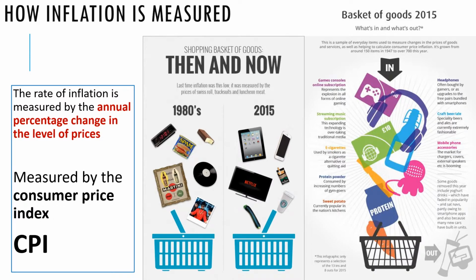Most recently, these are items that have been included in the government's measure of inflation: games consoles, online subscriptions, streaming music subscriptions, e-cigarettes, protein powder, craft beer and ale, headphones, mobile phone accessories. The government monitor the prices of all these goods and services, and in fact about 700 of these, and they say on average, have these prices gone up or down compared to last year, by what percentage, and then they publish those figures.